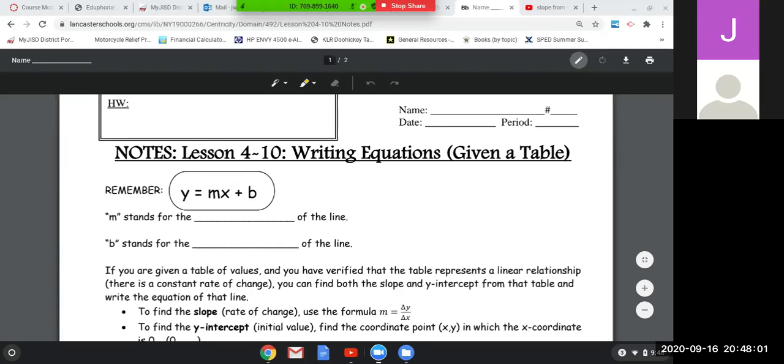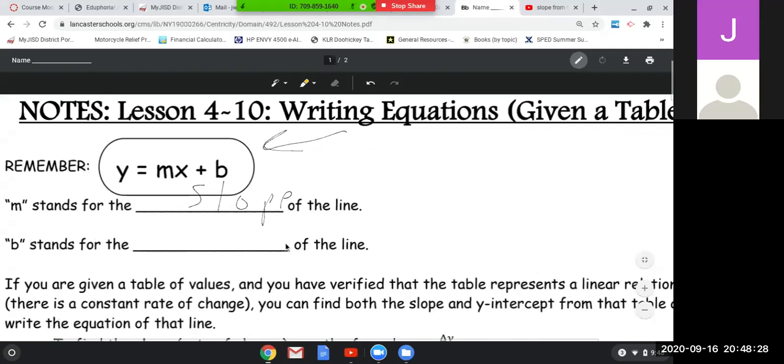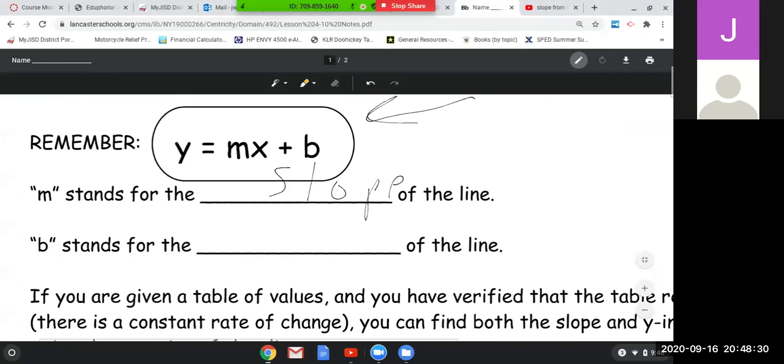Now, what we've got is this equation, this form right here, this formula, y equals mx plus b. That's called slope-intercept form. And the m stands for the slope of the line. And we're going to solve for m, which is just rise over run, which is the delta y over delta x. And what b stands for is something different. This is called the y-intercept.